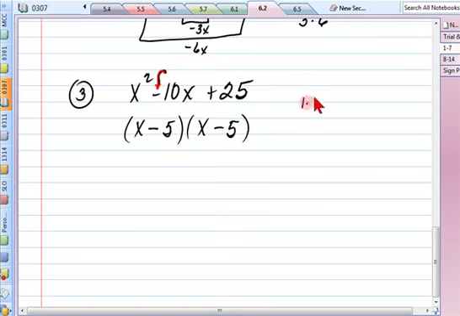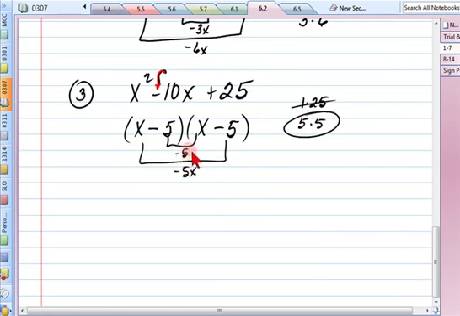I could have. It would have been 1 and 25. No, those don't have a sum of 10. 5 and 5, yes, those do. So sometimes you don't need to write down all the combinations. Oh, by the way, I should check this. That's negative 5x. That's negative 5x. They add up to be negative 10x. It makes me check my signs as well.